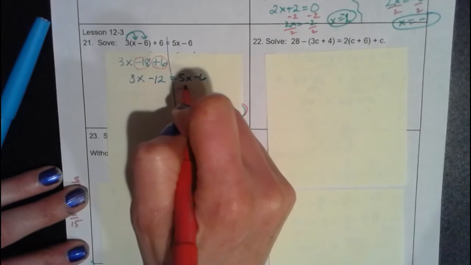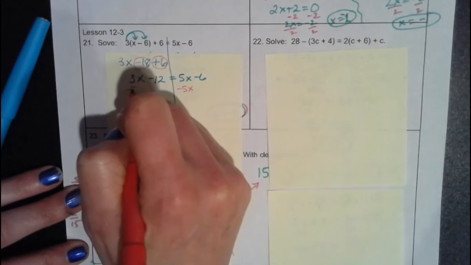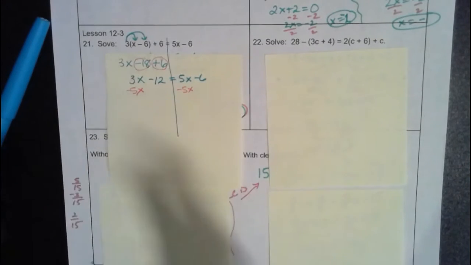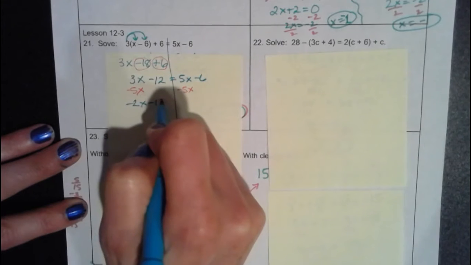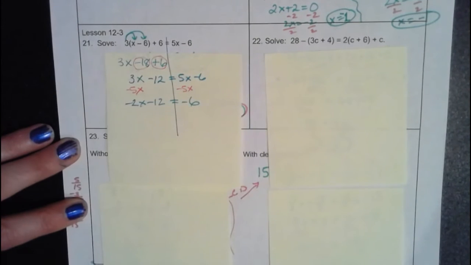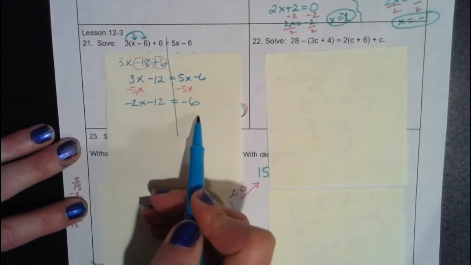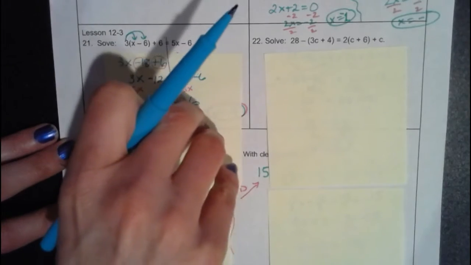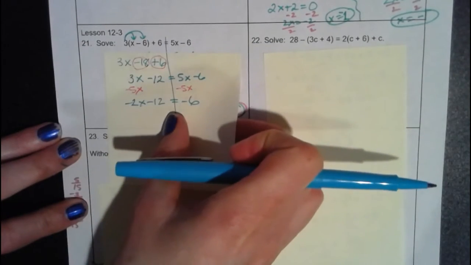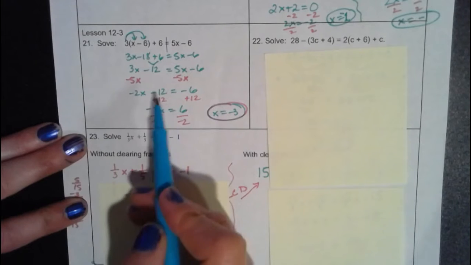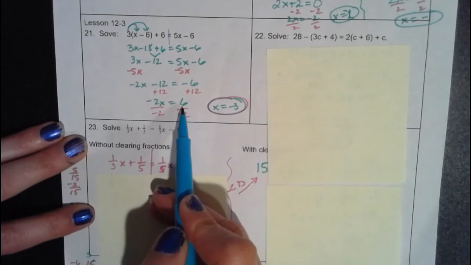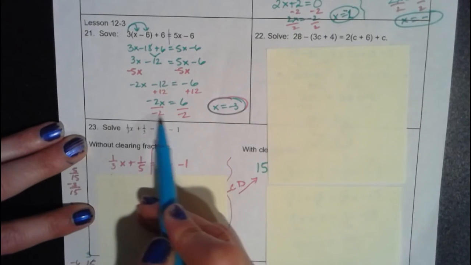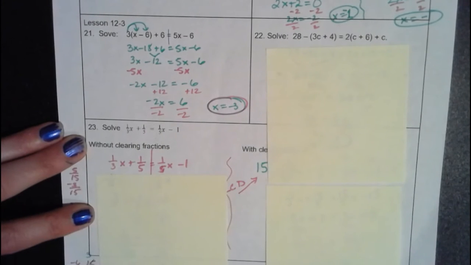So I personally always like to get rid of the x that is on the right. It's just my personal preference. So that gives me negative 2x minus 12 equals negative 6. From there, I'm going to add 12 to both sides and divide by negative 2. I'll show that to you. But from this point, you should be feeling pretty comfortable with it. I added 12 and I got 6. And then I divide by negative 2, which takes me to negative 3.